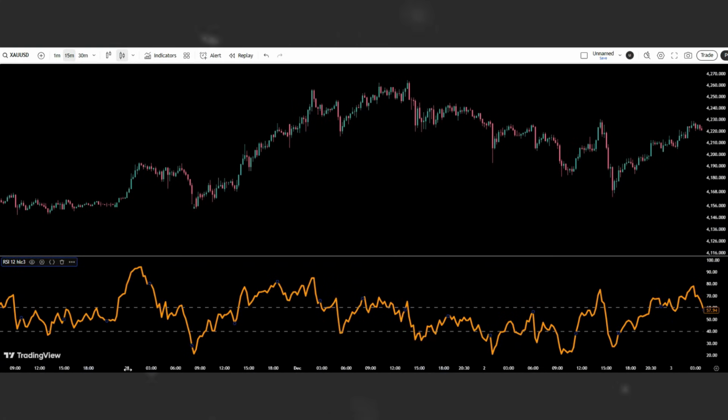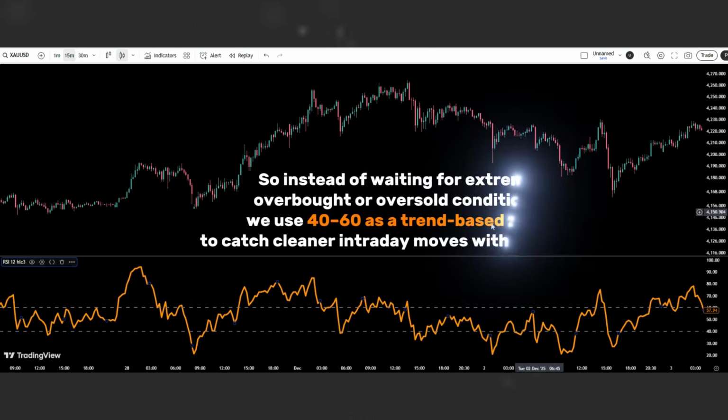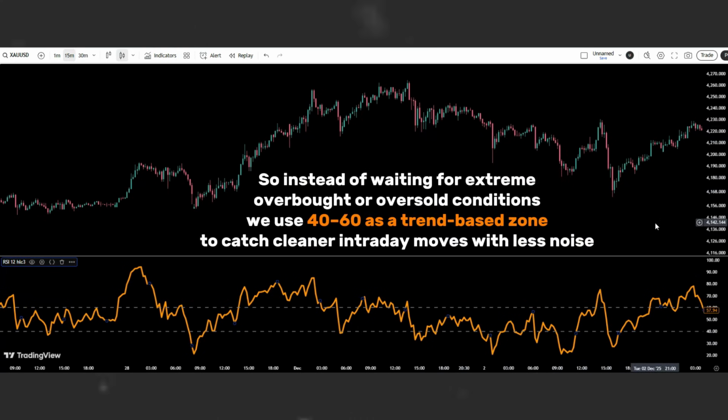These levels help us trade with a trend, not against it. In an uptrend, RSI often pulls back toward 40 before RSI continues higher. In a downtrend, RSI usually goes up toward 60 before price moves lower again. So instead of waiting for extreme overbought or oversold conditions, we use 40 and 60 as trend-based zones to catch cleaner intraday moves with less noise.